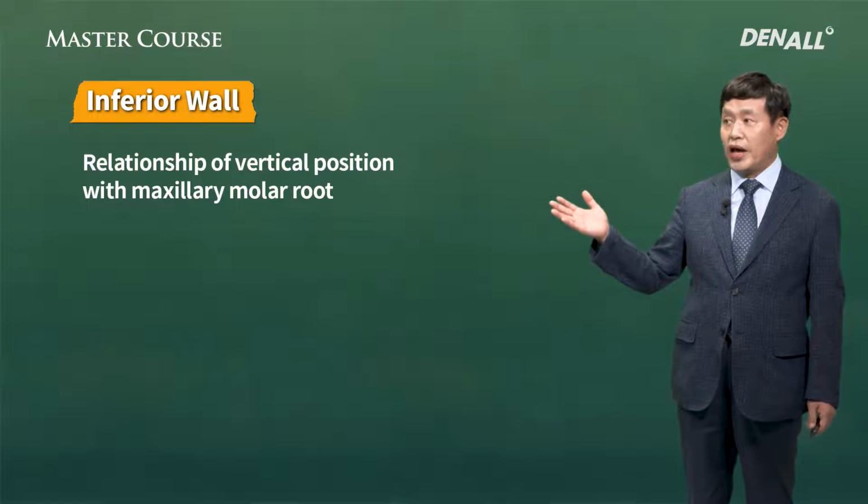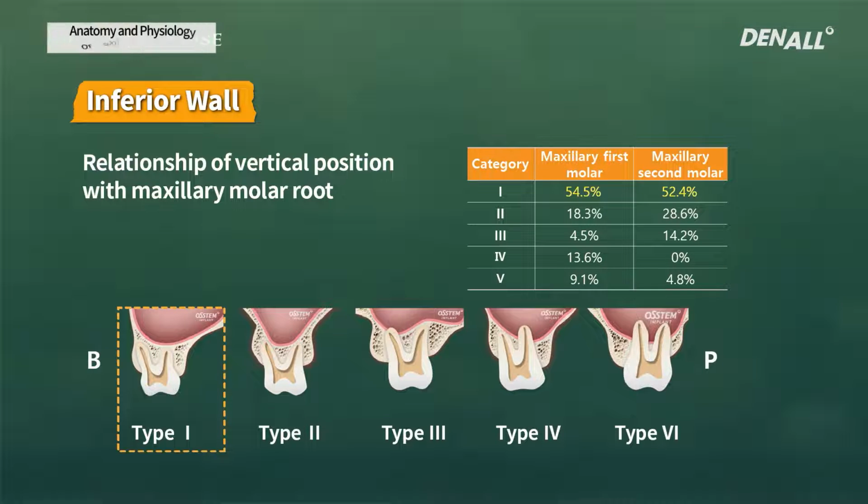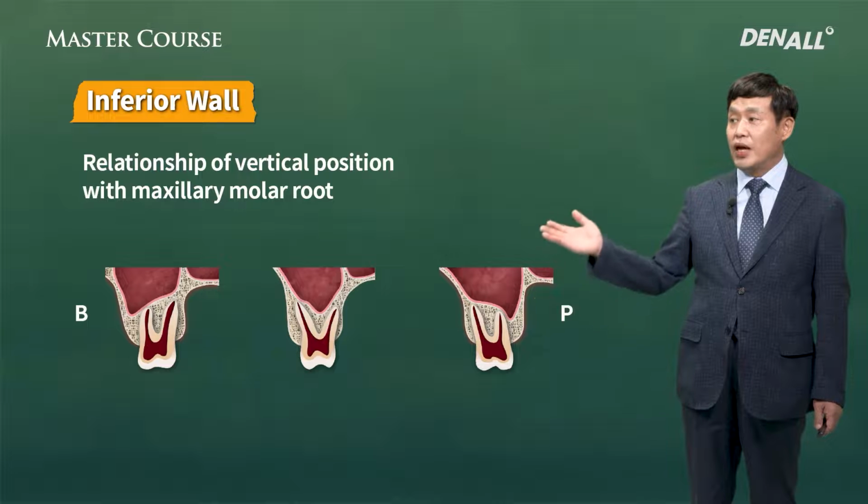The inferior wall, the relationship of vertical position with the maxillary molar root. Type 1, it is a little bit above the root. That is the most commonly found case in Korea. If you combine type 1 and 2, including 5 millimeters below the root, it makes up 80%. So in most cases, the height is similar to or higher than the remaining root.